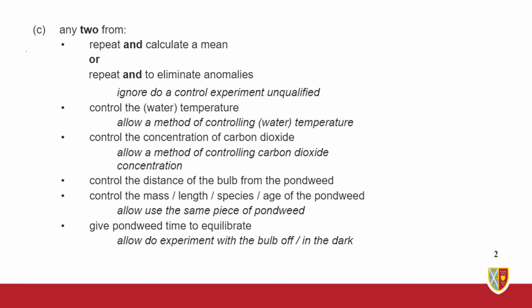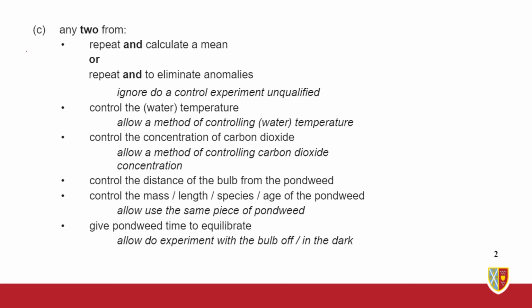You can control the carbon dioxide concentration. Controlling water temperature could be done with a heat screen, plastic screen, or with a large beaker of water, or it could be done by using an LED bulb, which means that it won't produce any heat. You could control the carbon dioxide concentration by using sodium hydrogen carbonate. We can control the distance of the bulb from the pondweed, set it up at the right distance.